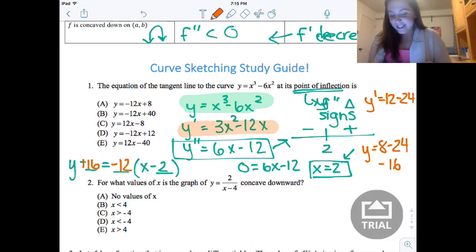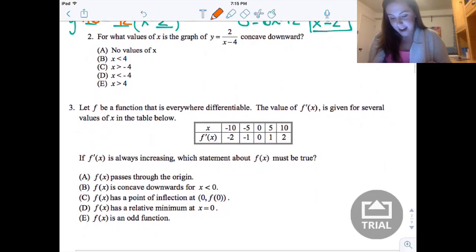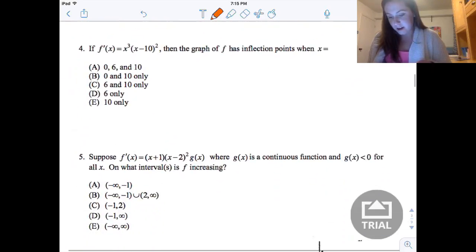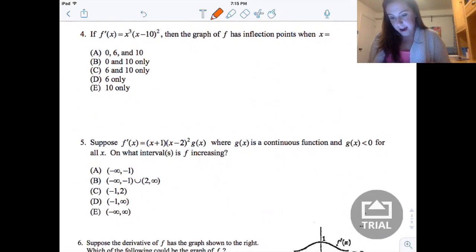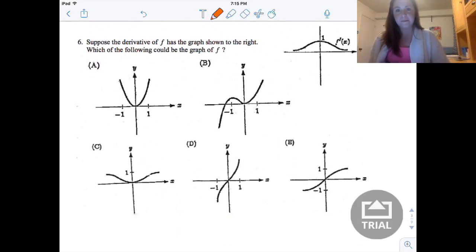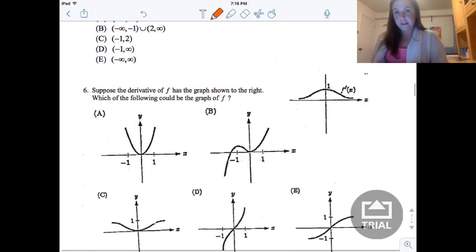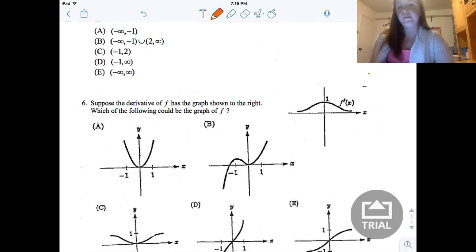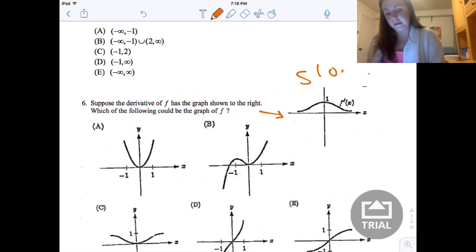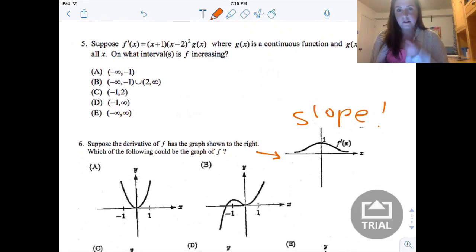Okay. So let's look at another one here. Let's look at one like number 6. So this one you guys can't see the top of. Now you can. Okay, suppose the derivative of f has the graph shown to the right. So this is my derivative function. Which of the following could be the graph of f? Okay, so remember that this, in my mind, should make me think slope. Right? This is the slope of the function.